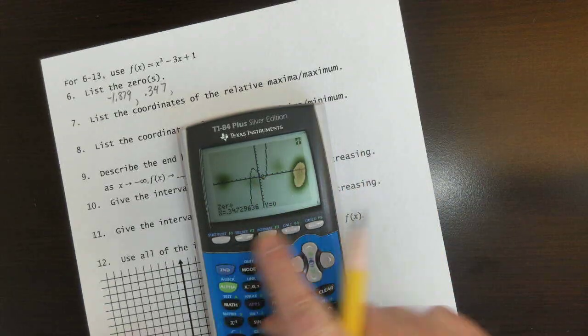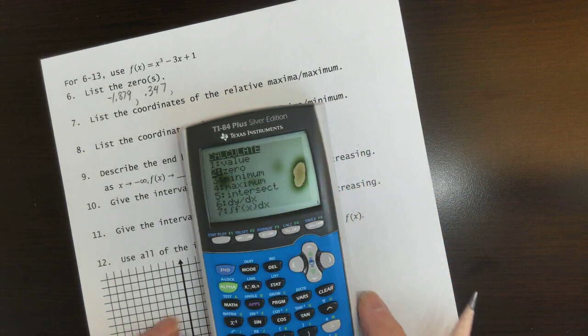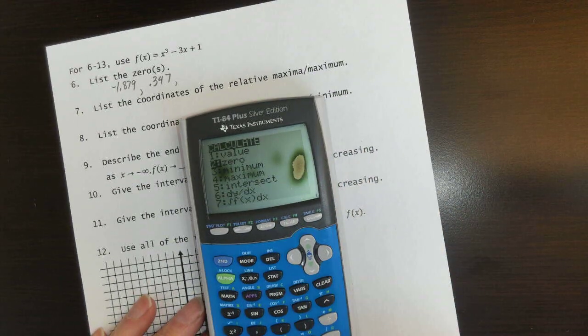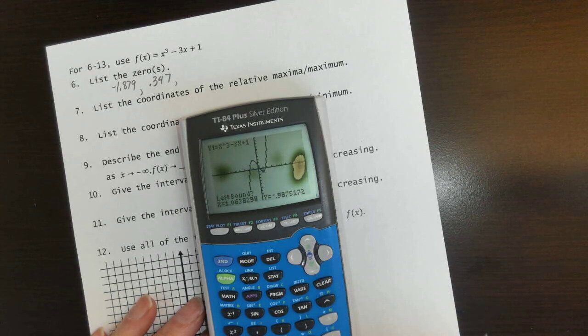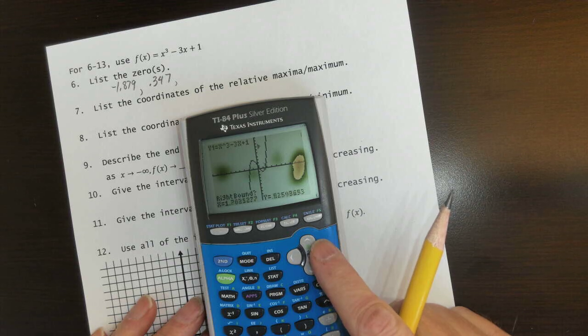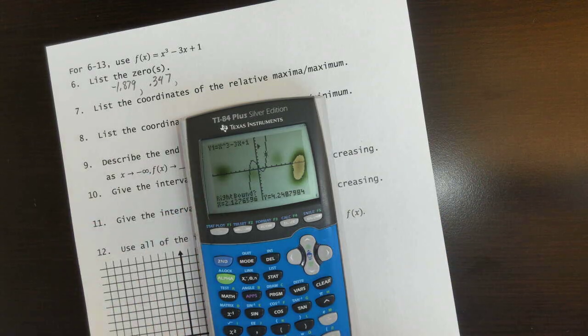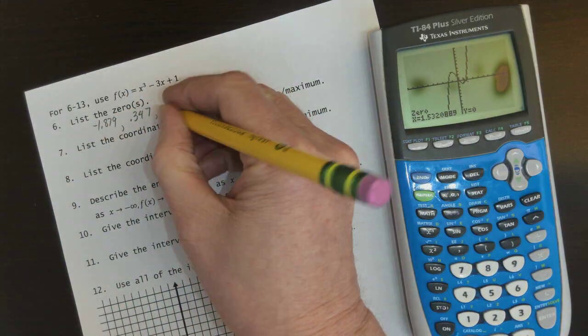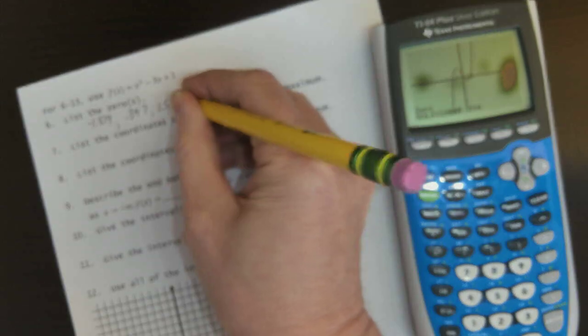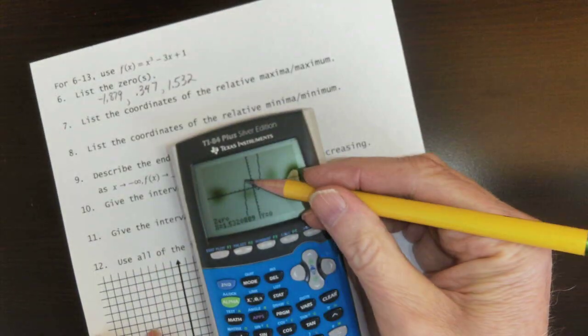Coordinates, I got one more zero. Second, calc, I go to zero, hit enter, hit enter. I'm below and left. Now right bound, hit enter, hit guess, hit enter. 1.532. Okay, so that's how you use the calculator to get those.